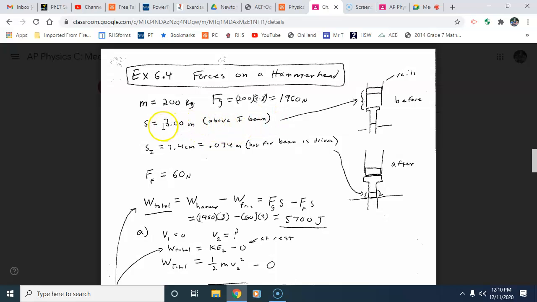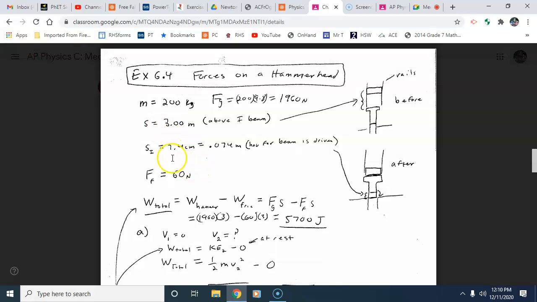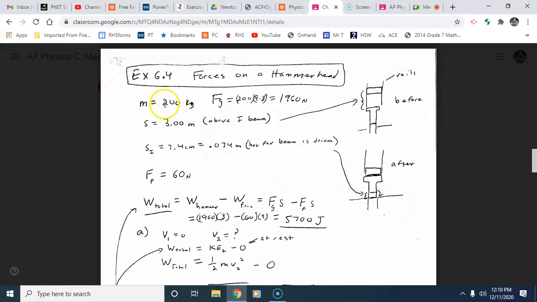And we know the other displacement given was how far this hammerhead fell from where it was dropped to when it hits the I-beam. So I'm going to call that displacement S, and I'm going to put a subscript on this displacement so we don't get them confused. S sub I is the displacement of the I-beam into the ground, right? And it tells us the mass of the hammerhead was 200 kilograms, so we could find its weight because we're going to need it anyway, 1,960 newtons.